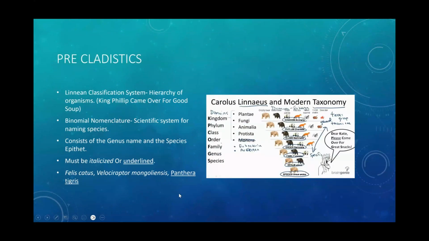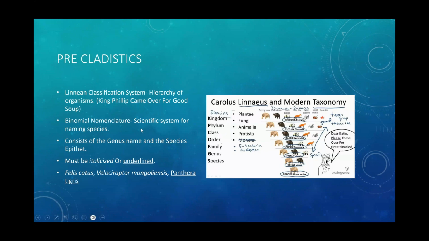Before we get into cladistics, let's talk about the Linnaean classification system, which is the hierarchy of organisms. As you probably know this famous acronym: kingdom, phylum, class, order, family, genus, species. It was the way of organizing organisms, both plants, animals, and others. It's not typically used that much anymore.